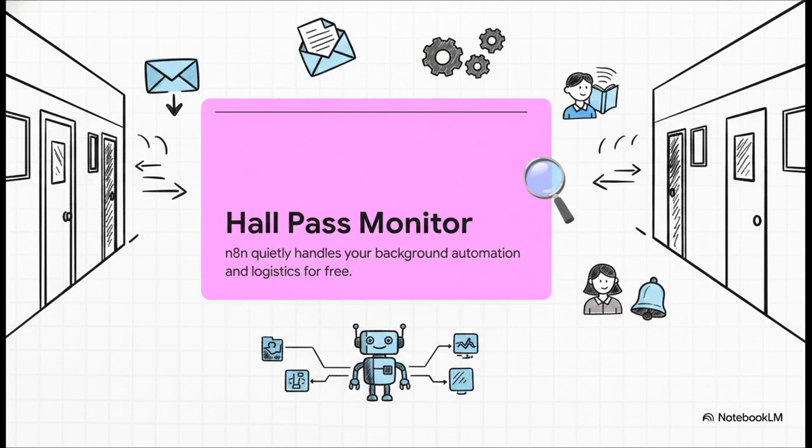But before we invite the massive audience in, let's set up some order in the hallways. N8N is a brilliant, free tool that acts exactly like your hall pass monitor. It connects your apps so they talk to each other without you lifting a finger. For instance, when someone downloads your free worksheet, N8N automatically triggers an email welcoming them to your class. It quietly runs all these background logistics so you can stay entirely focused on what you do best: teaching.